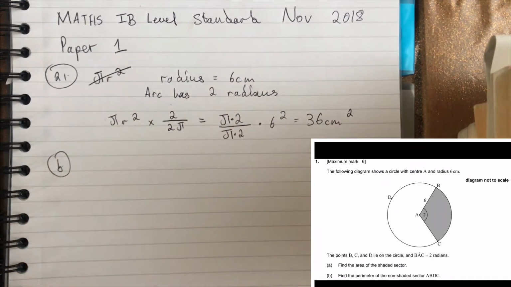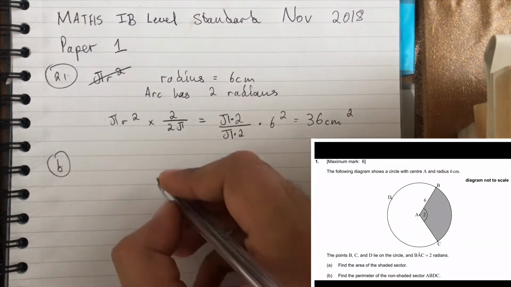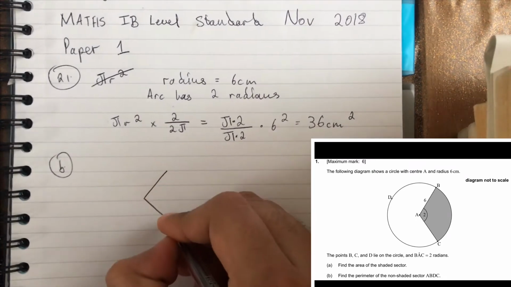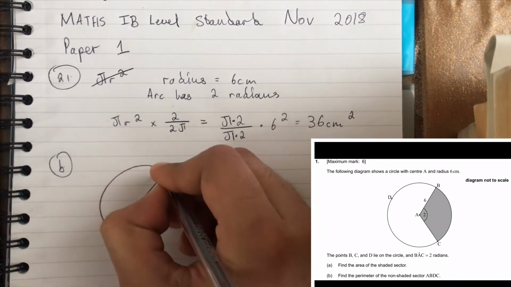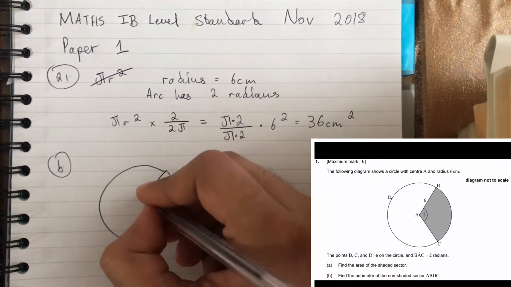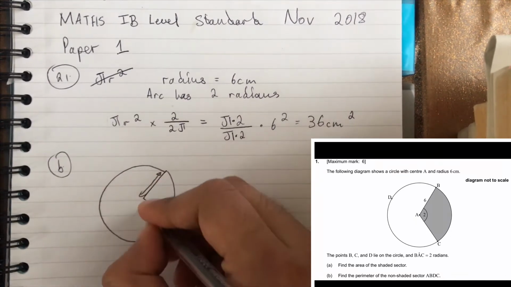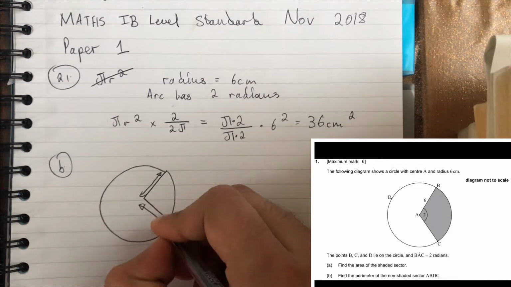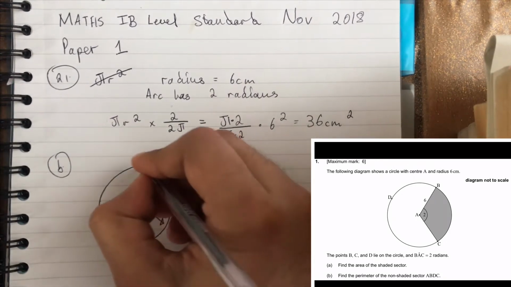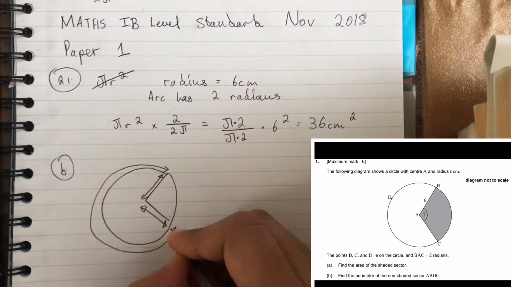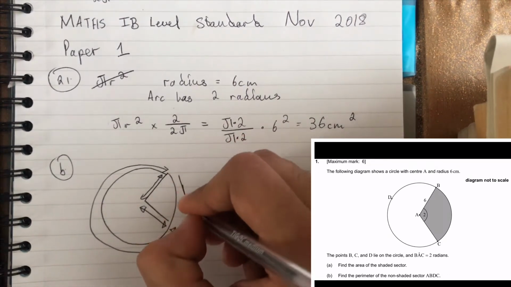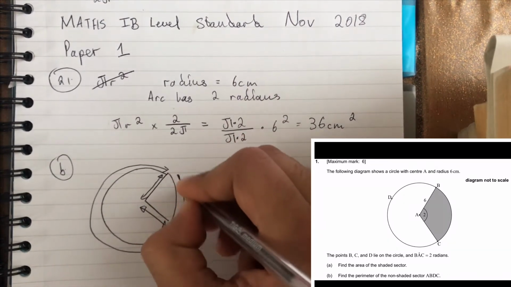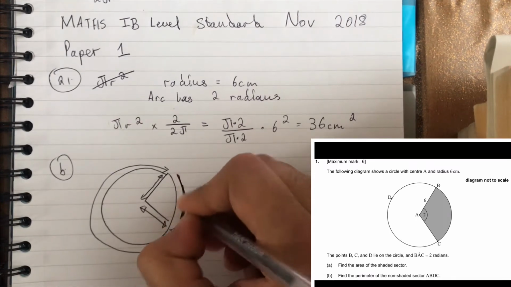Part B. Find the perimeter of the non-shaded sector ABDC. I'm just going to sketch the circle quickly here, just to help ourselves, and annotate it a little bit. Well, we've got a radius right there. Those 2 sides are equal. And we want to go around the whole circle. We just want that part. We don't want this part right here, which I'm going to highlight in bold, just to make it obvious that we don't want it.